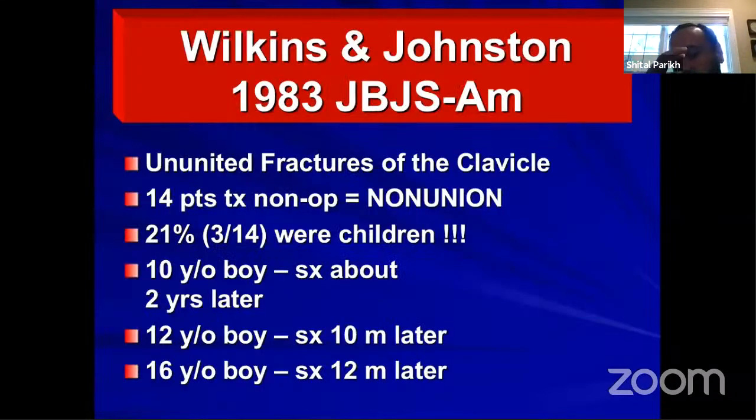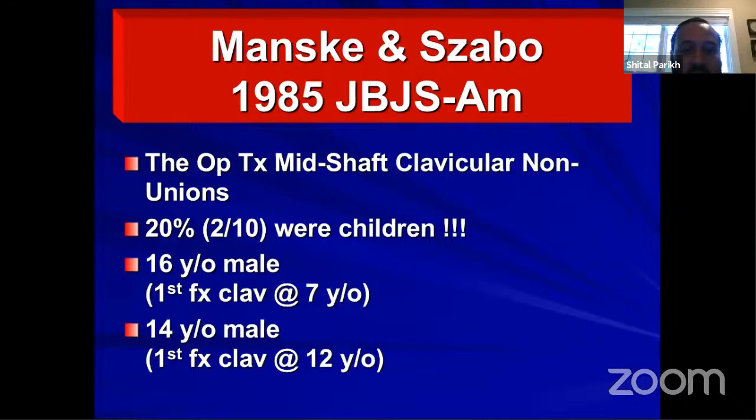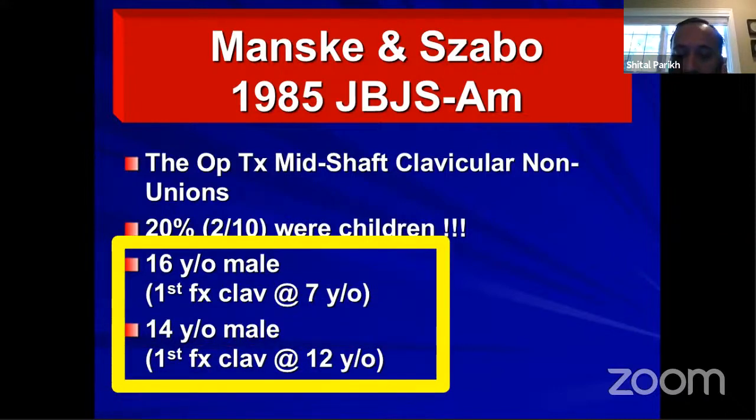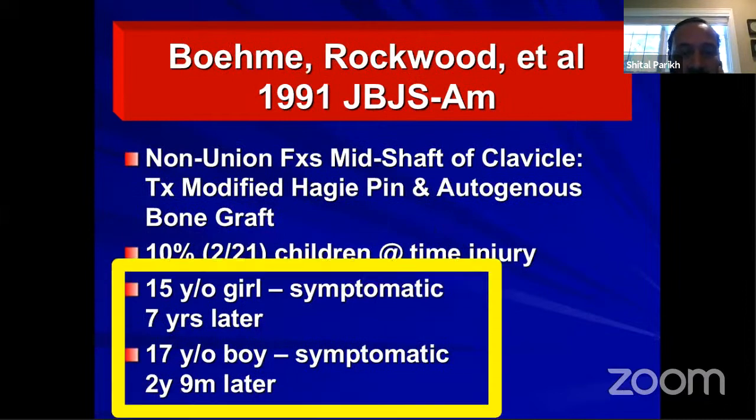And if we look at the non-union rates in children, there are previous series that have reported, such as this one, that when they treated 14 patients with non-union, there were 3 patients who were pediatric patients, less than 16 years of age. Similarly, in this series of clavicle non-union, there were 2 patients less than 16 years of age. And a third series here had a couple of patients who were less than 18. So non-union does happen, especially in the older adolescent age group. You need to make the family aware of it.